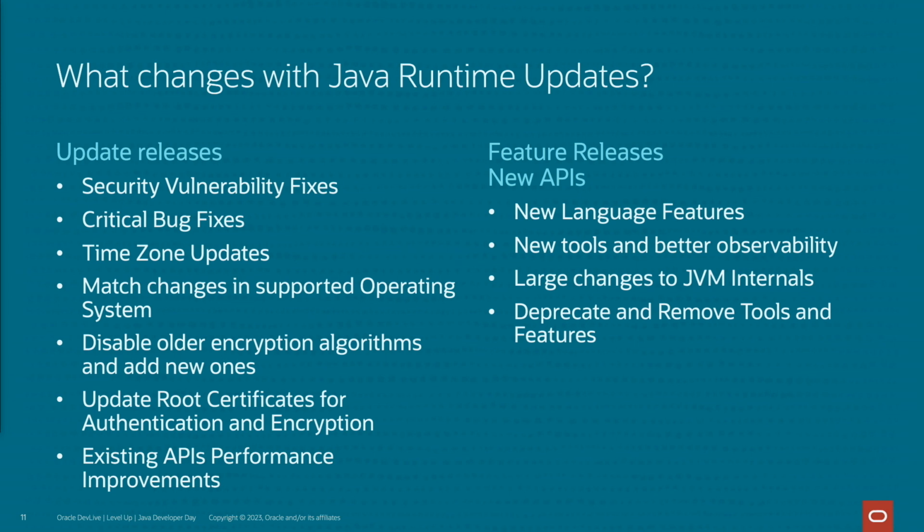Now, the feature releases do all of that, plus new language features, new tools, some major changes to the JVM internals, and here's the catch. You cannot really move forward if you're carrying around an anchor, so you sometimes need to remove and deprecate old stuff that is no longer as current. So we do take those out, and that makes then the choice a little different, right?